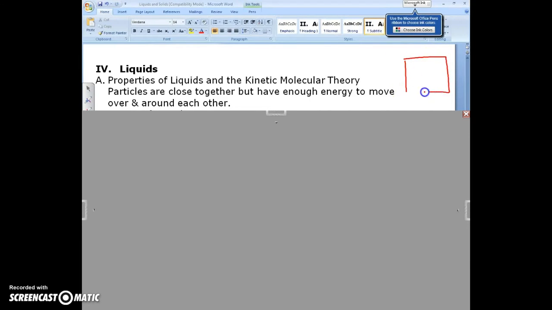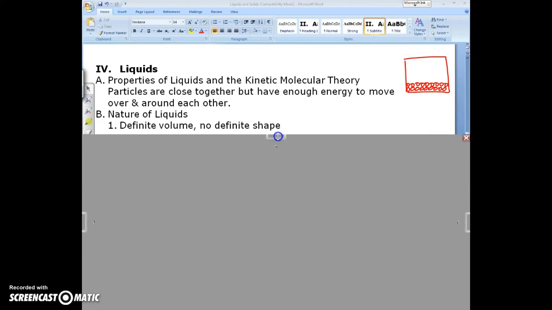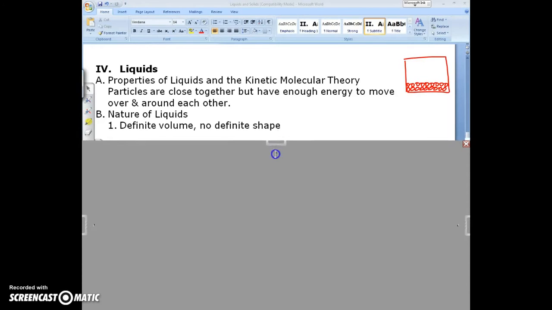If we look at our particle model, here is what a liquid would look like. Particles are still really, really close together, but they can move over and around each other, and that also gives them the ability to flow. The nature of liquids, from your middle school definition, is that they have a definite volume, but no definite shape. They will take the shape of any container, but 50 milliliters in one container is 50 milliliters in another container.